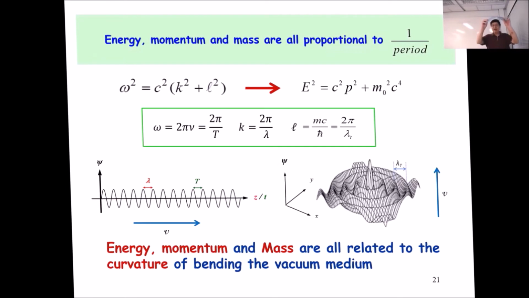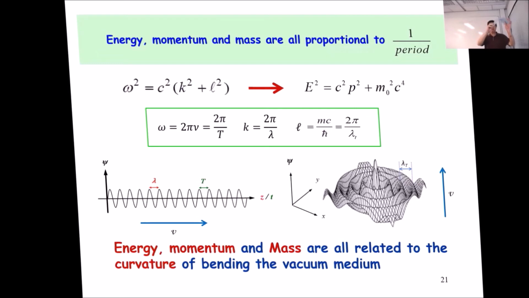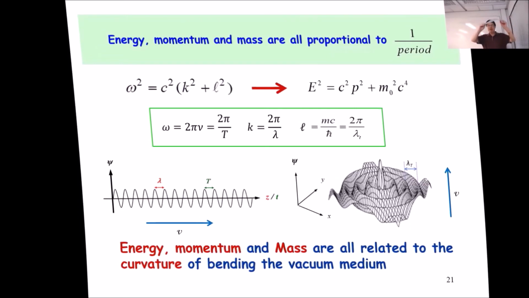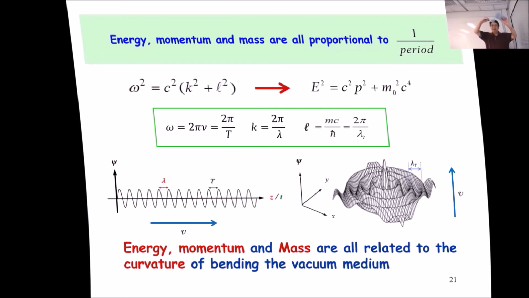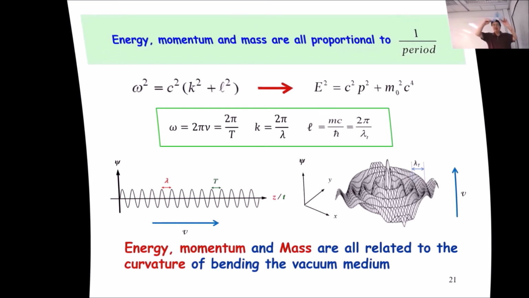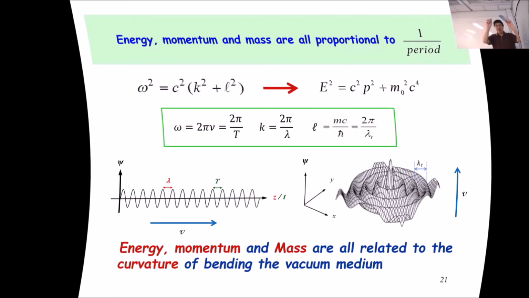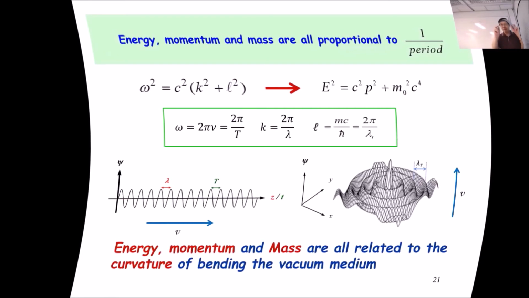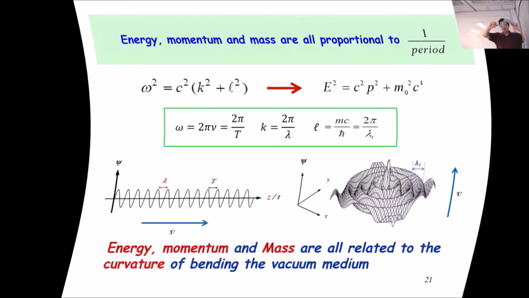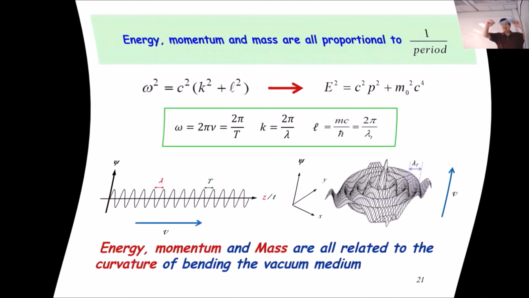Suppose you look at this, this is a medium. If the wave is traveling in this medium, when the wave comes, it will bend it. So what is the period? A period means how fast this medium is being bent.